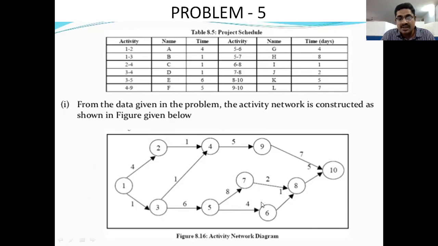Next 6 to 8, 7 to 8. Here we have node 6, and we draw 8. So 6 to 8 and 7 to 8 connecting.